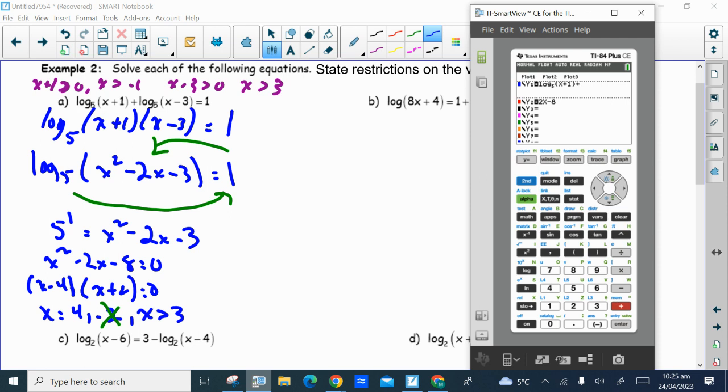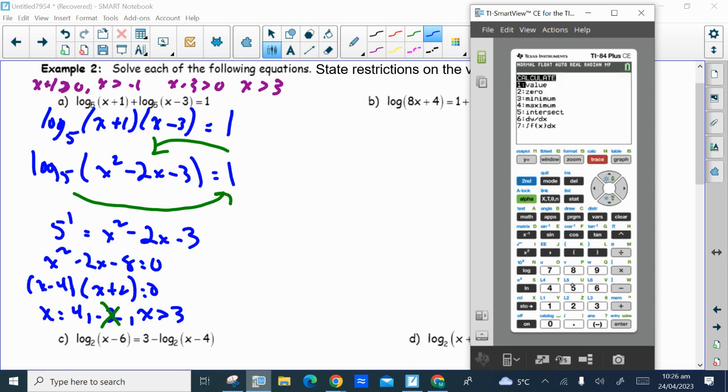plus another log base 5 of x minus 3. That's our first equation. Our second equation will just be y equals 1. That's the right side of that equation, 1. So zoom 6 to set our windows to their standard settings. We're looking for the point of intersection, which there is one there.